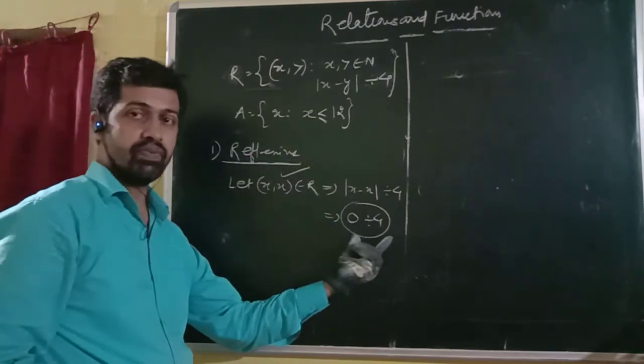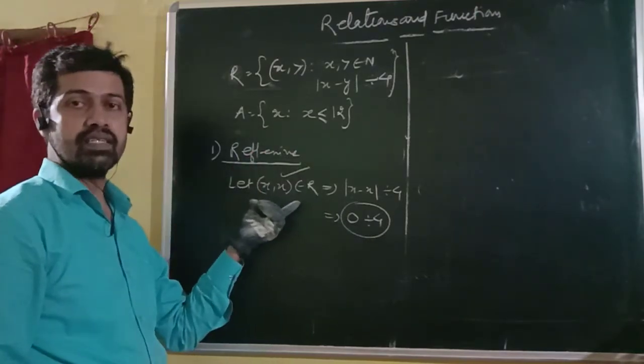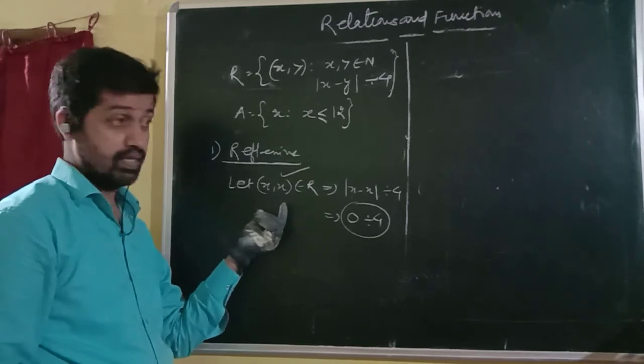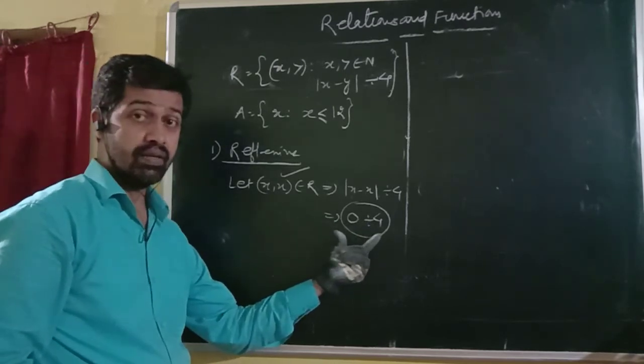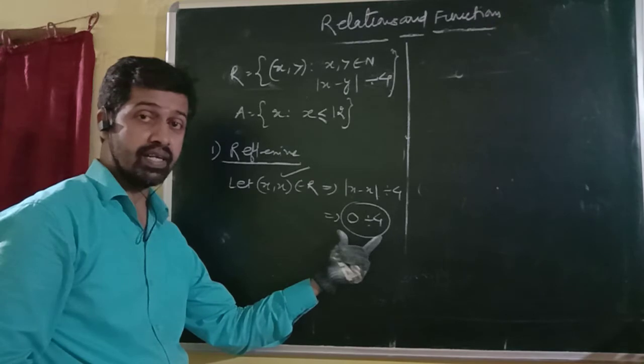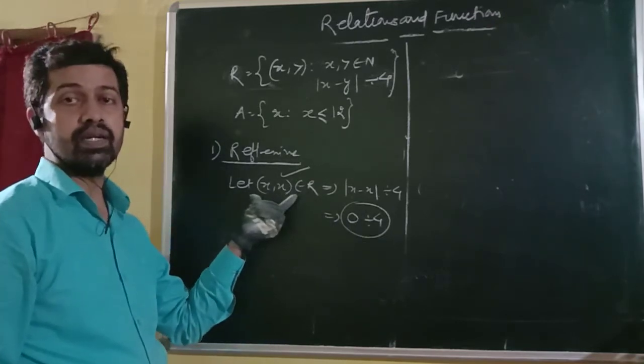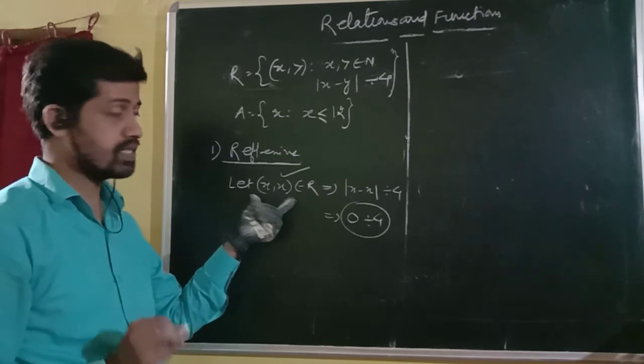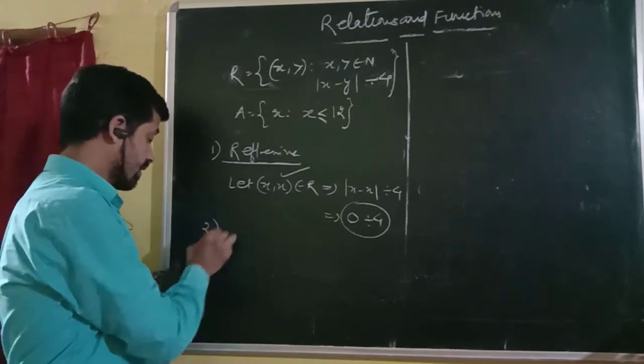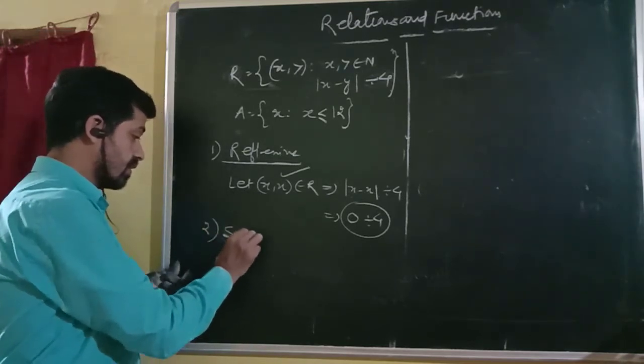From here we will conclude this result, whether it is true or not. Children, if this is satisfied or this condition holds, then the relation will be reflexive. This is the important point. Now we take the next one, the symmetric relation.